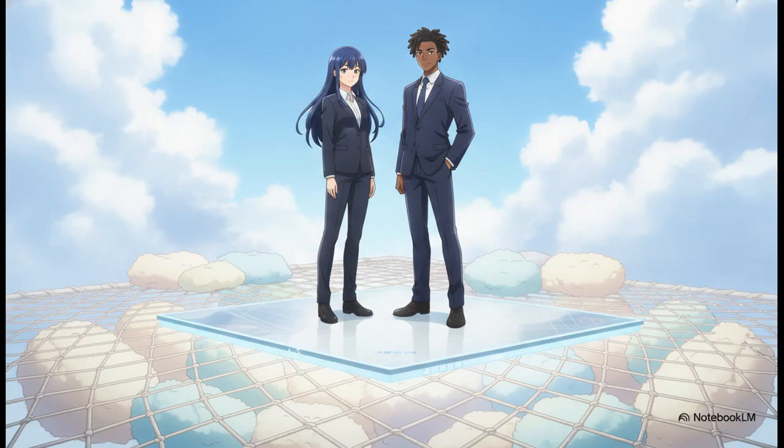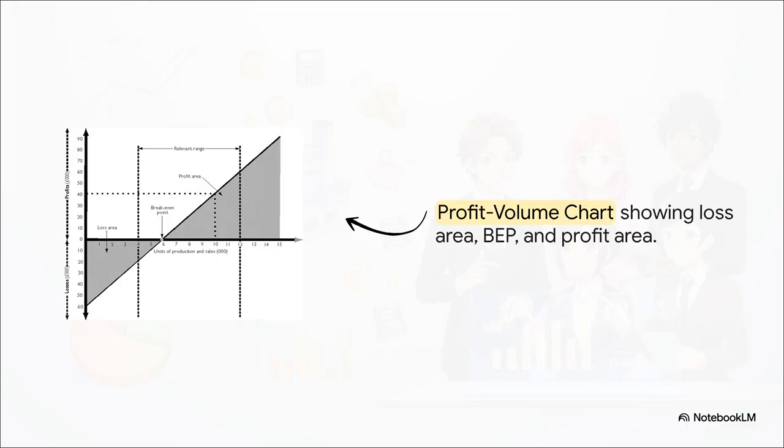To calculate the MOS in units, you just take your actual or budgeted sales units and you subtract the break-even point units. It's really just the gap between what you are currently selling and the bare minimum you need to survive. And if you want to find that margin of safety in ringgit, well, you simply take those MOS units and multiply them by the selling price per unit. It's seriously that straightforward.